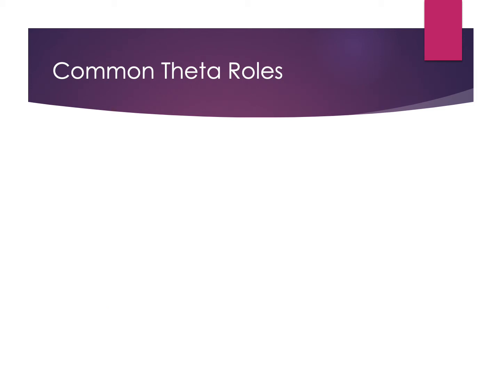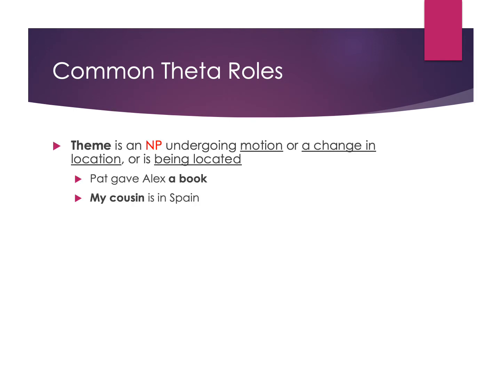Some other common ones that you'll also see are things like the theme. So a theme is always a noun phrase, and themes will undergo motion or a change in location, or they're being located. So if Pat gave Alex a book, the book is the theme because that's what's changing location, that's what's undergoing motion. It's not really directly affected by the action of give the same way as a patient would be. So themes can often go with verbs that don't necessarily have an action, or if they do, they're not directly affected by that action.